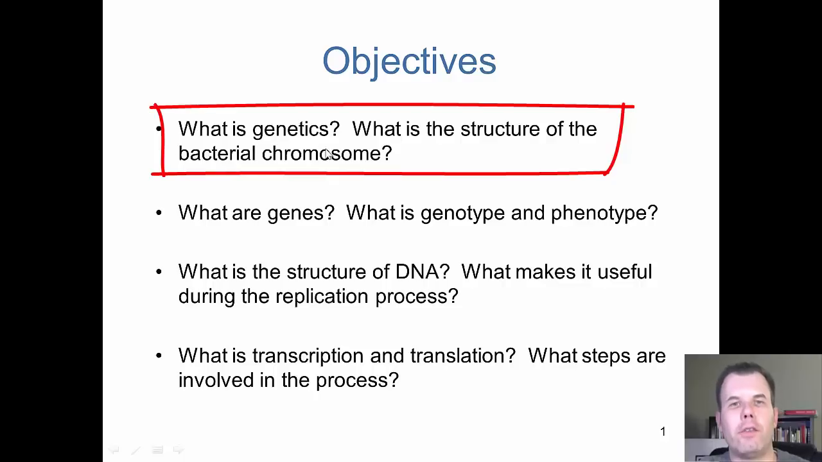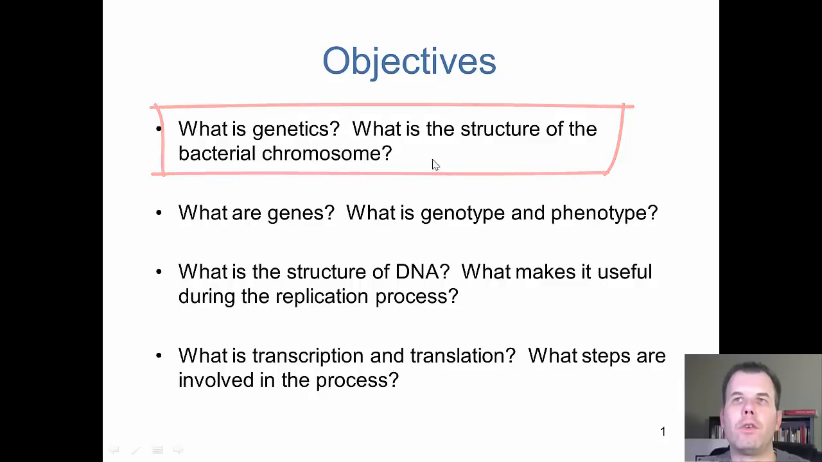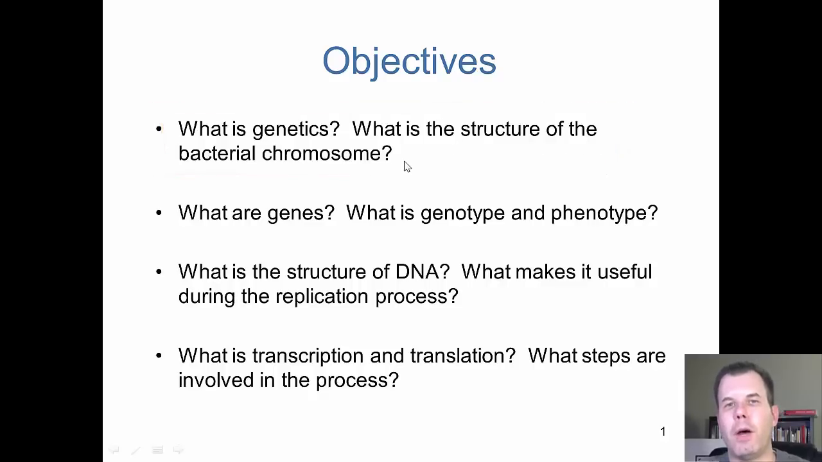And again, genetics is the study of heredity. We'll look at the structure of the bacterial chromosome. And if you remember, I talked about that it's a single piece, one single circular piece of DNA, roughly about 4 to 5 million base pairs. Sometimes it can be a little bit larger. Most of the time, that's about the average size. And we'll talk about that and the difference between eukaryotic chromosomes.